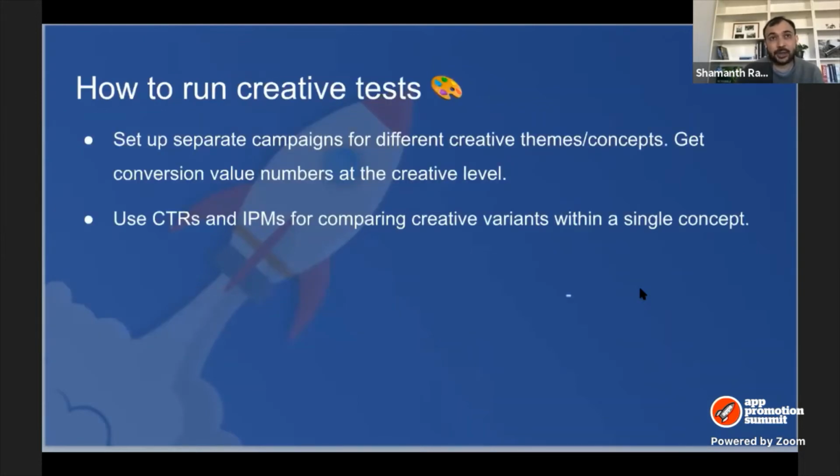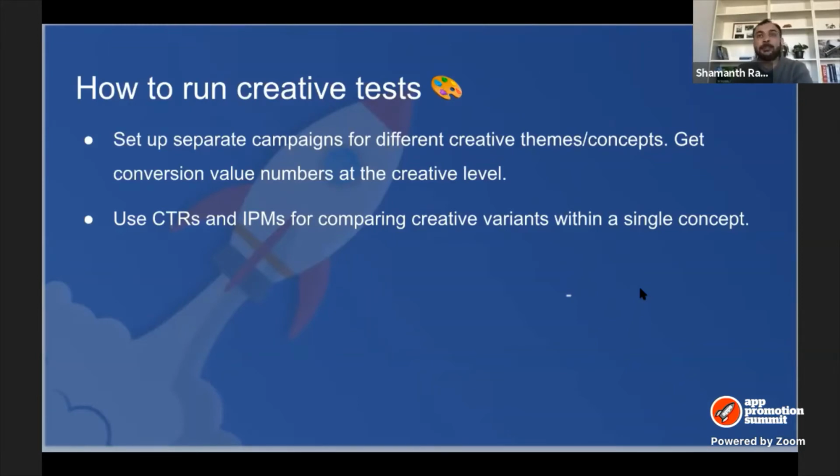And the big part is going to be, how do you run creative tests, right? You're not going to be able to get precise creative level ROAS in the way that you're doing now. What you have to do is basically set up separate campaigns for different concepts and themes, and you get conversion value at the creative level whenever possible, that is, right? Which means you say, look, we're going to show older people for this particular subscription app, or we're going to show this new vignette based on winter for this match 3 game.